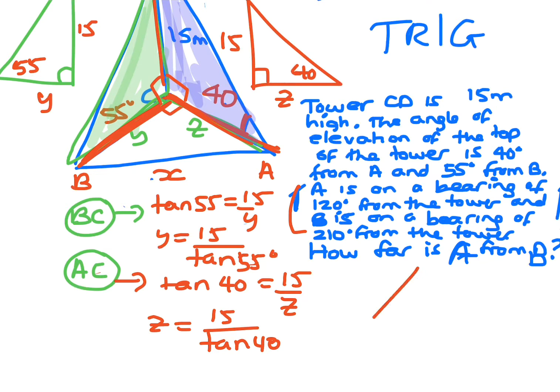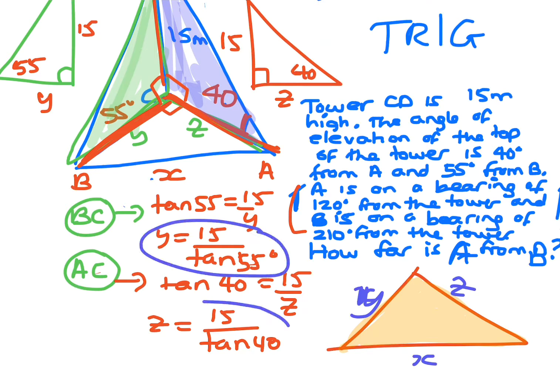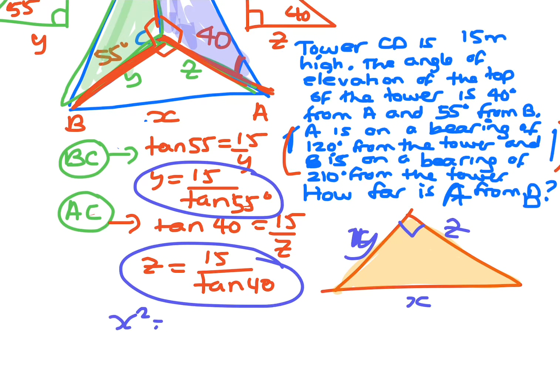So once you've done that, get the triangle that is at the bottom, this one here, and you write on there the things that you found. So you found the Y, and you found the Z, and you want to find the X. So the Y is just there, and the Z is just there. We know that that is a right angle.